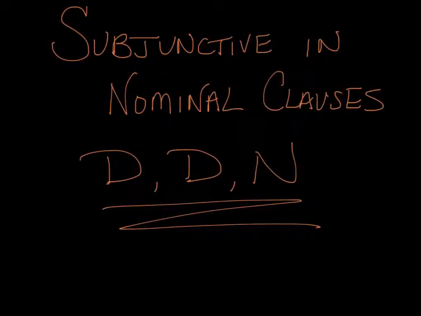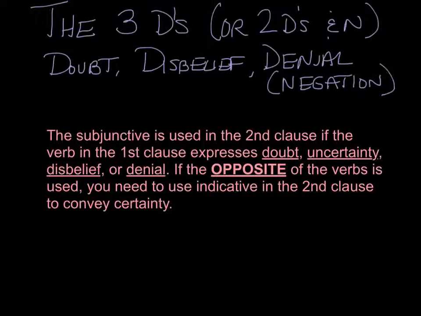Okay, kids, in this video we will be finishing the subjunctive in nominal clauses by talking about the remaining letters from WEIRDO, which are D, D, and N. So the letters D, D, and N also can be called the three Ds: doubt, denial, and disbelief. Sometimes denial is referred to as negation, hence the N part of WEIRDO, but sometimes you'll see or hear these referred to as the three Ds.